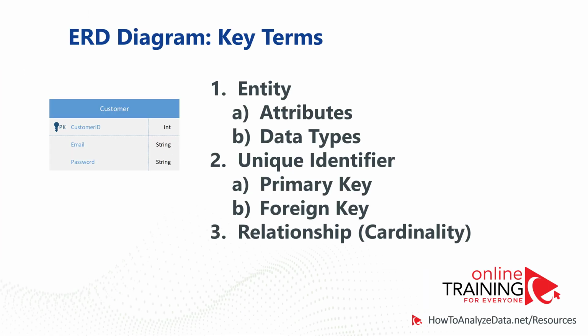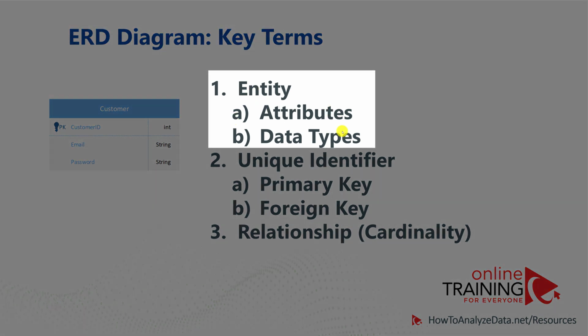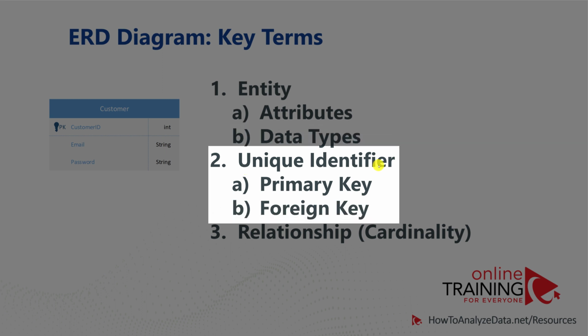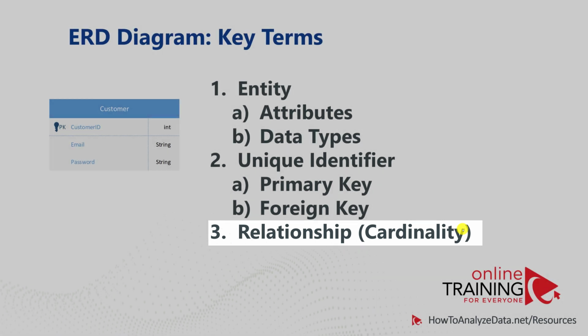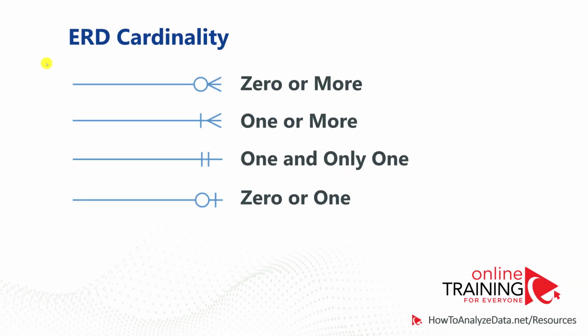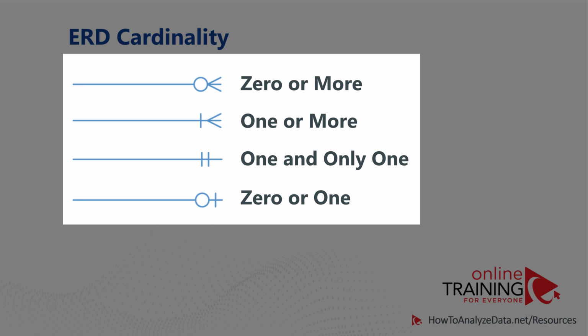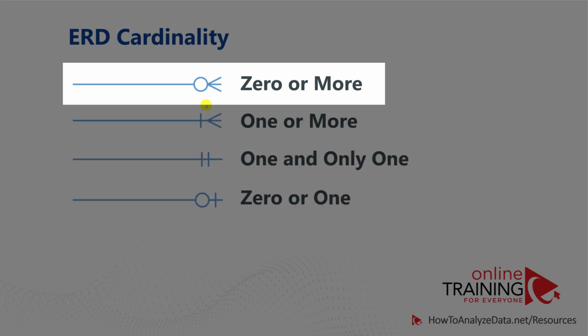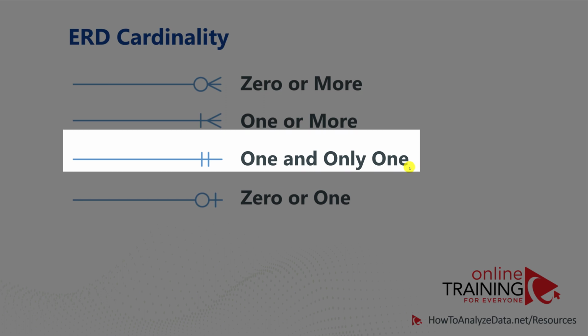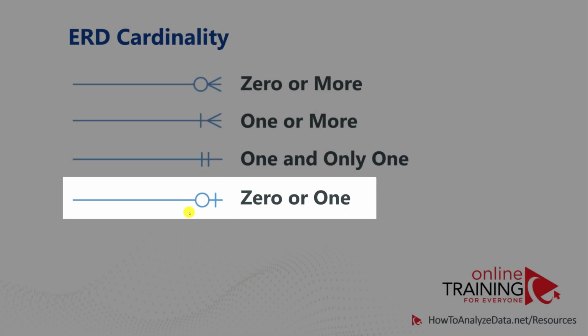As you have learned, to define a successful ERD diagram, you need to define entities with the attributes and data types. You need to create unique identifiers in the form of primary and foreign keys. And you need to define relationships in the form of cardinality. Cardinality is typically defined as a line connecting two entities, and on both sides of the line, you can have different symbols. There are at least 4 types of cardinalities available, and for simplicity, we put the symbol only on the right side of the line: 0 or more cardinality, 1 or more, 1 and only 1 cardinality, and 0 or 1 cardinality.